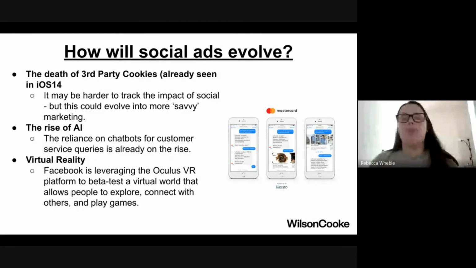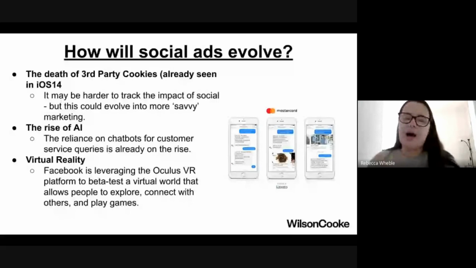I feel like it's a love-hate relationship with chatbots. I like them because you get answers there and then very quickly, but some people would prefer to talk to an actual human being. But I do believe that the rise of chatbots and AI in customer service is going to be a really big one as you start to use those messenger ads a lot more.